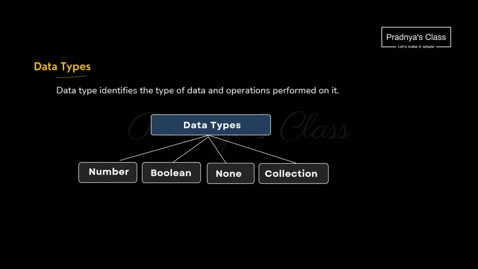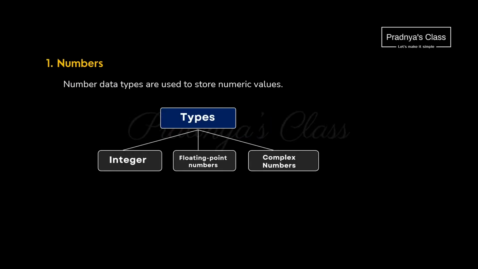What are data types? It will tell us which type of data we are dealing with. In Python, here is the first one, number data type. Second is boolean. Third is none. And fourth is the collection data type, in which we will have string, list, tuple, dictionary and set. Have a look at the number data type. It is categorized into 3 types. First is integer, second is float and third is the complex numbers.